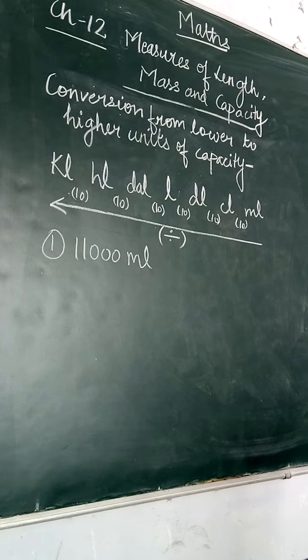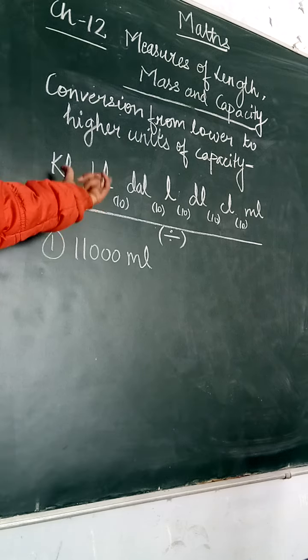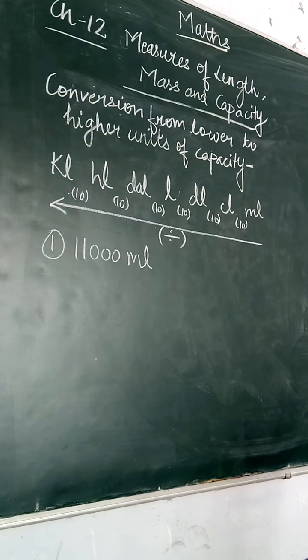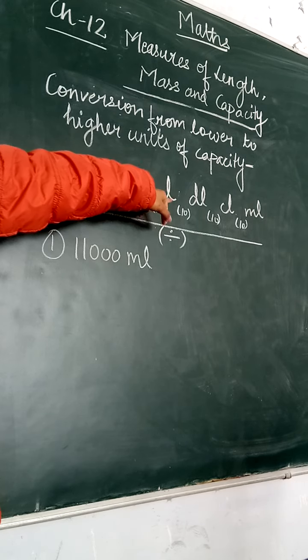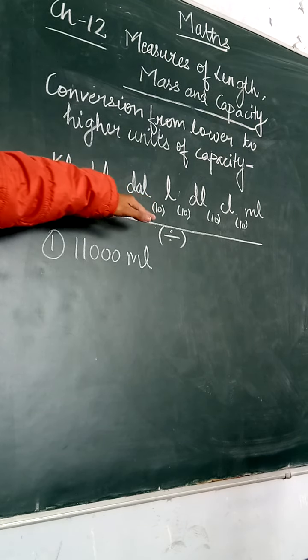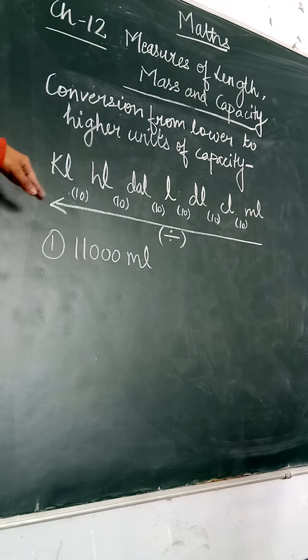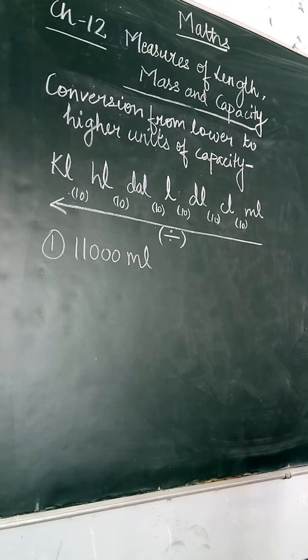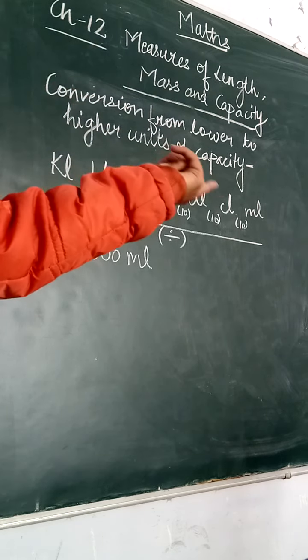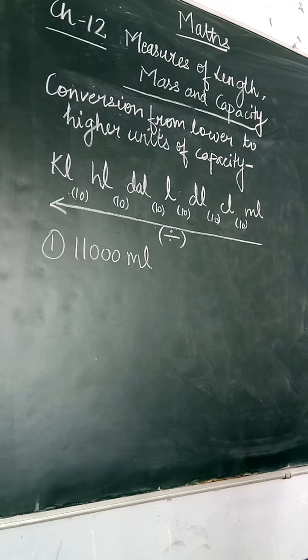First of all, we will draw a table here like this. As I told you how to draw the table, first of all, write the standard unit, that is liter, in the center. Then you will write the higher units on the left hand side and the lower units on the right hand side. And then one rule I told you, that whenever in this table we move from right hand side to left hand side, that is from smaller units to greater units, then we always do division.